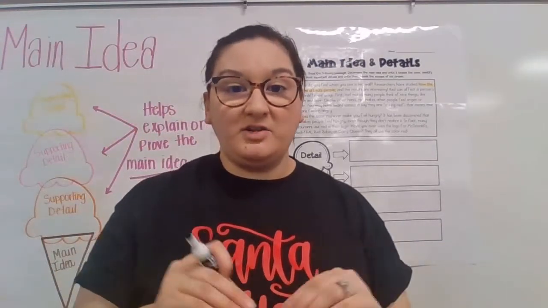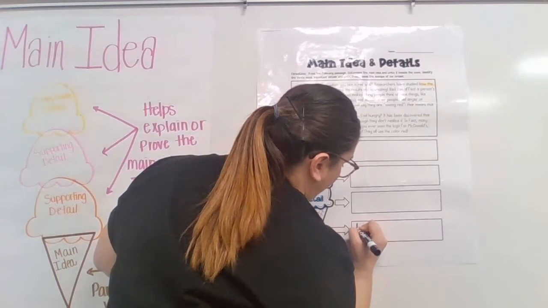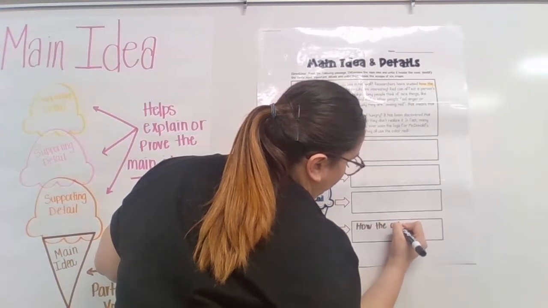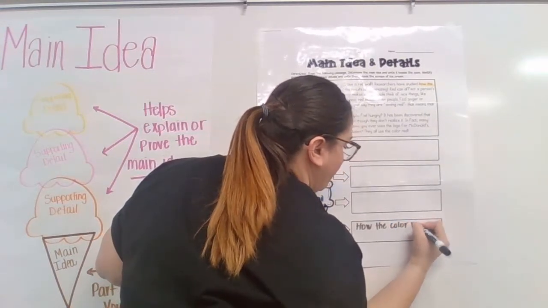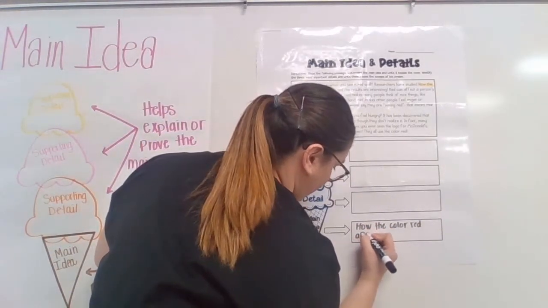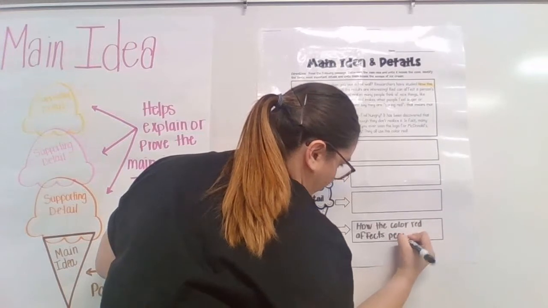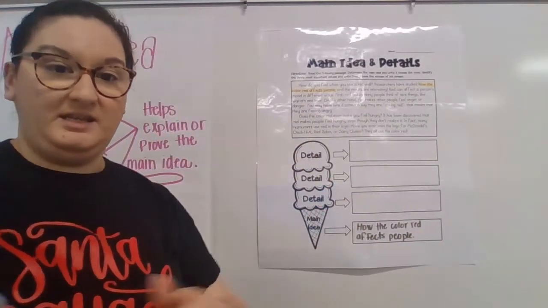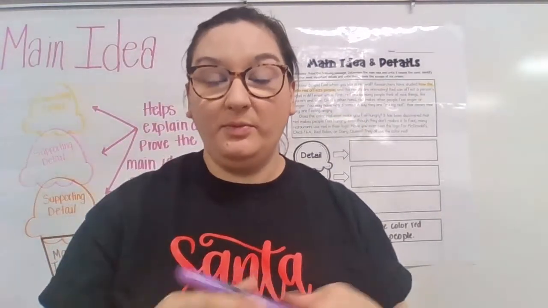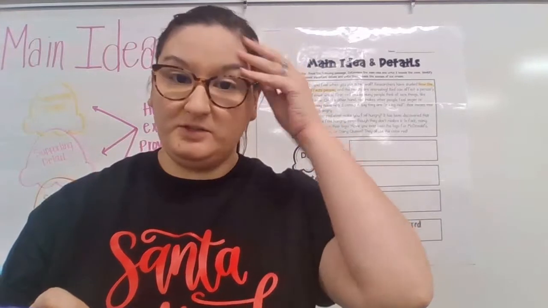And guys, for our main idea, we're actually writing a complete sentence. So the main idea is how the color red affects people. That is what this whole thing is talking about. Now we're going to go in and find details to support that. We have to find the details talking about the ways the color red affects people.